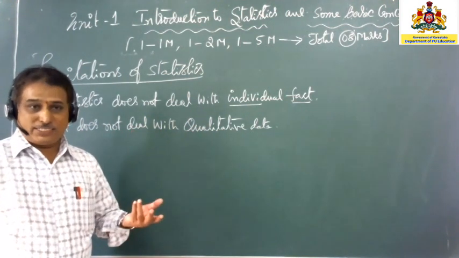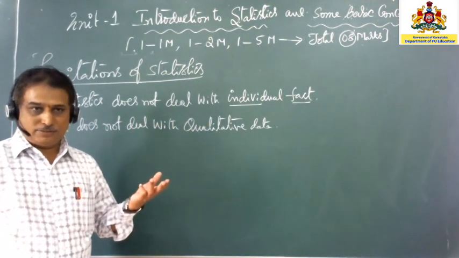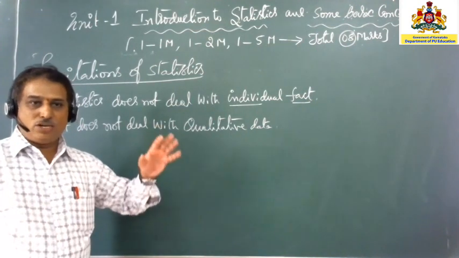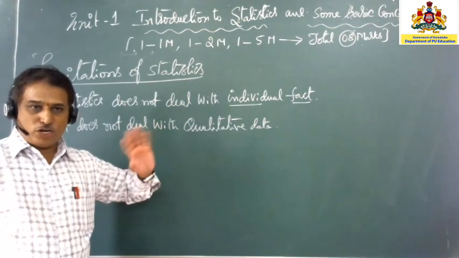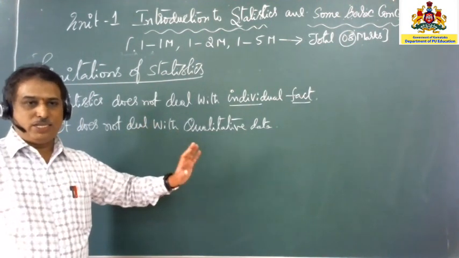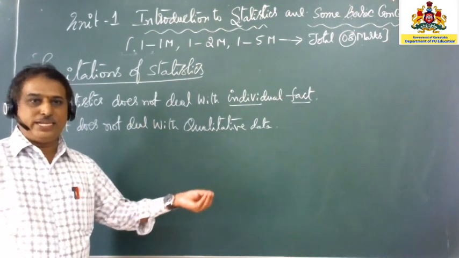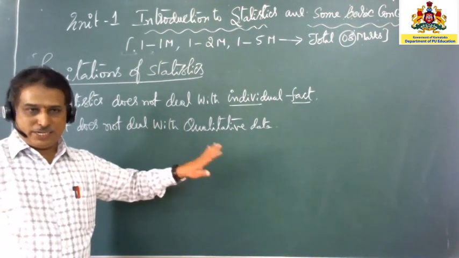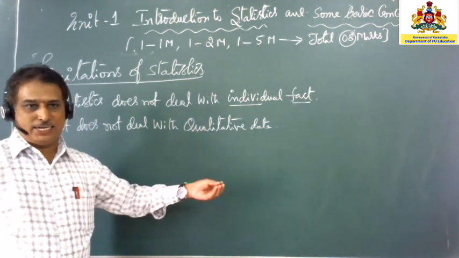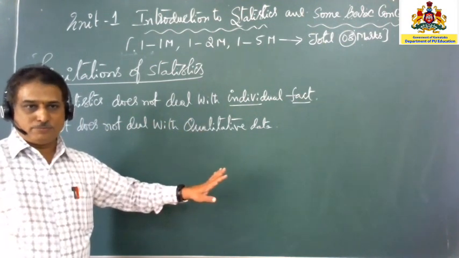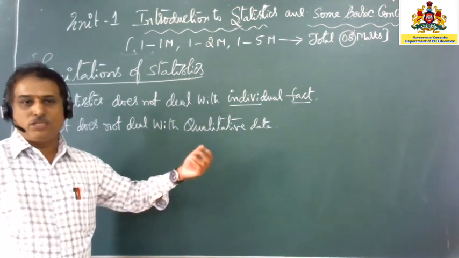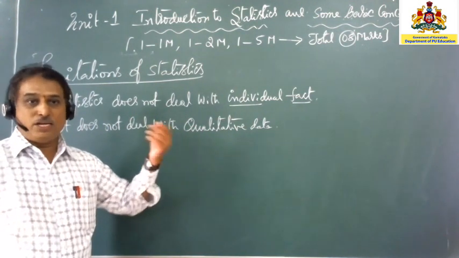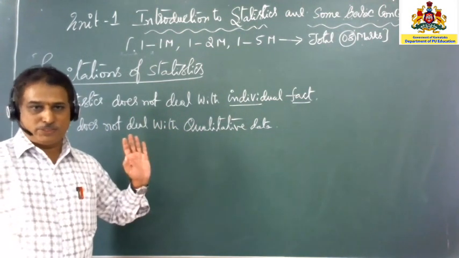What are the qualitative characteristics? Color, honesty, intelligence. All these qualitative aspects we can't measure numerically. That's why statistics always deals with the quantitative data. It does not deal with qualitative aspects like this. For example, skin color, you can't compare. Honesty, that also you can't take into consideration. Why? Because you can't compare the honesty of different people.